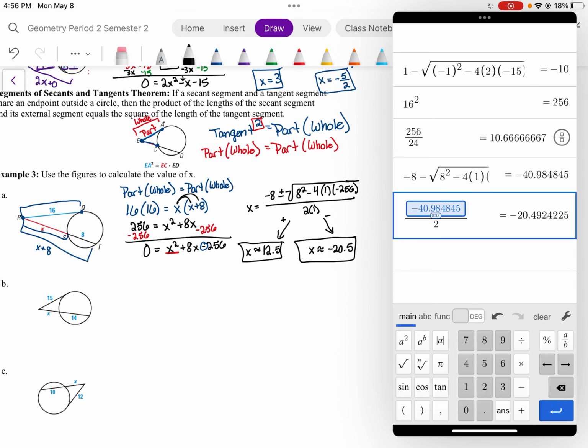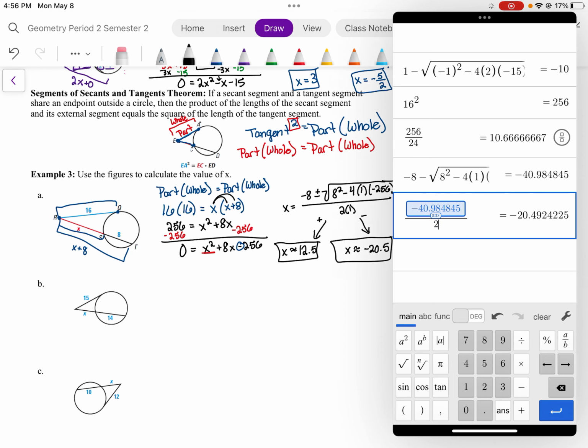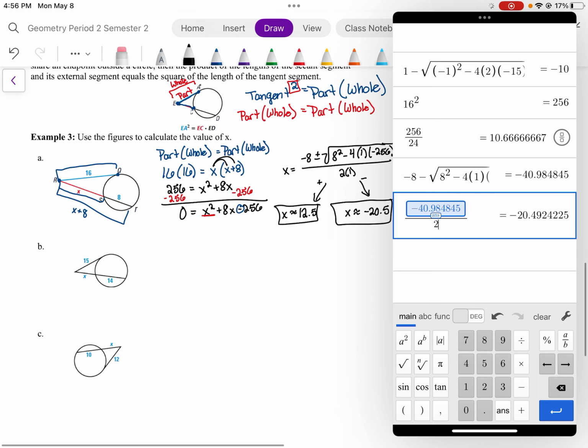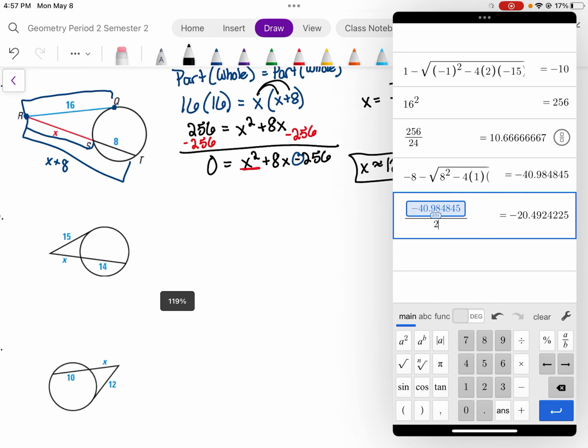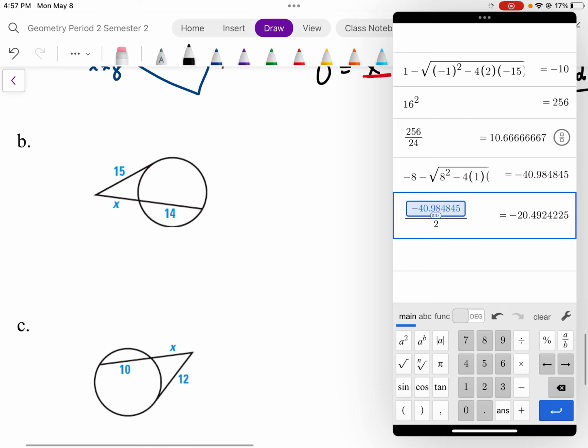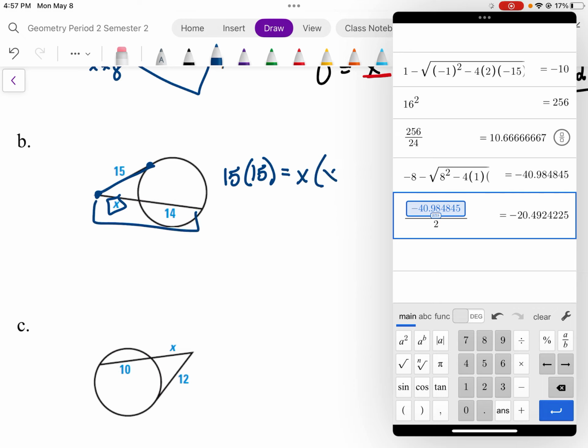Okay, so sometimes you won't be able to factor, and you'll just have to use the quadratic formula. The one on the test or the quiz can be done either way, factoring or quadratic formula. Okay, so if we move on to our next example, again, we're going to take part times whole, so 15 times 15 equals the part outside, x, times the whole thing, which is x plus 14.